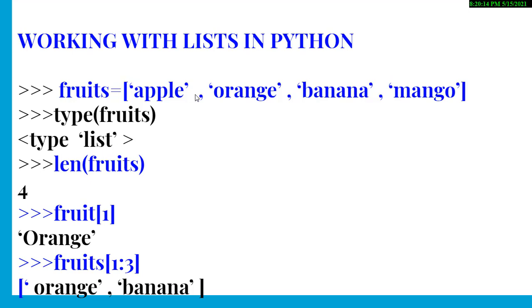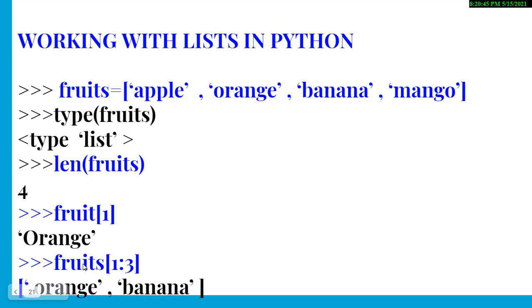Now if I want to know the length of fruit, I need to type len(fruit), so the length is 4. That means apple, orange, banana, and mango, the total length is 4. If I want to know the particular placing of each fruit, I can just write fruit[1]. Apple takes the position of 0, whereas orange takes the position of 1, so the output I'll get is orange.